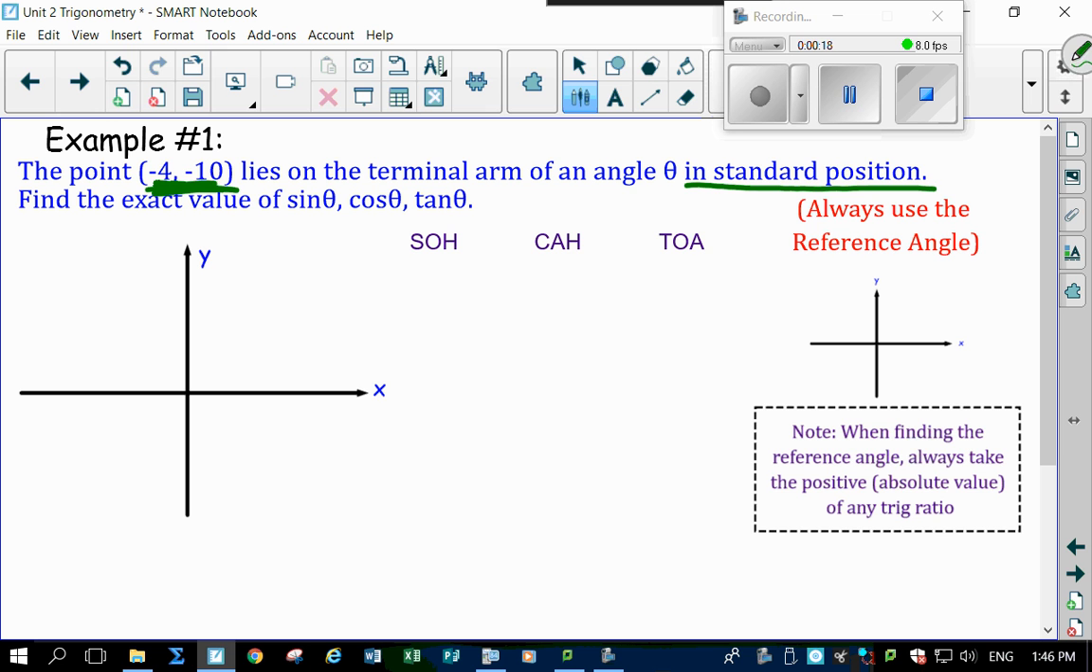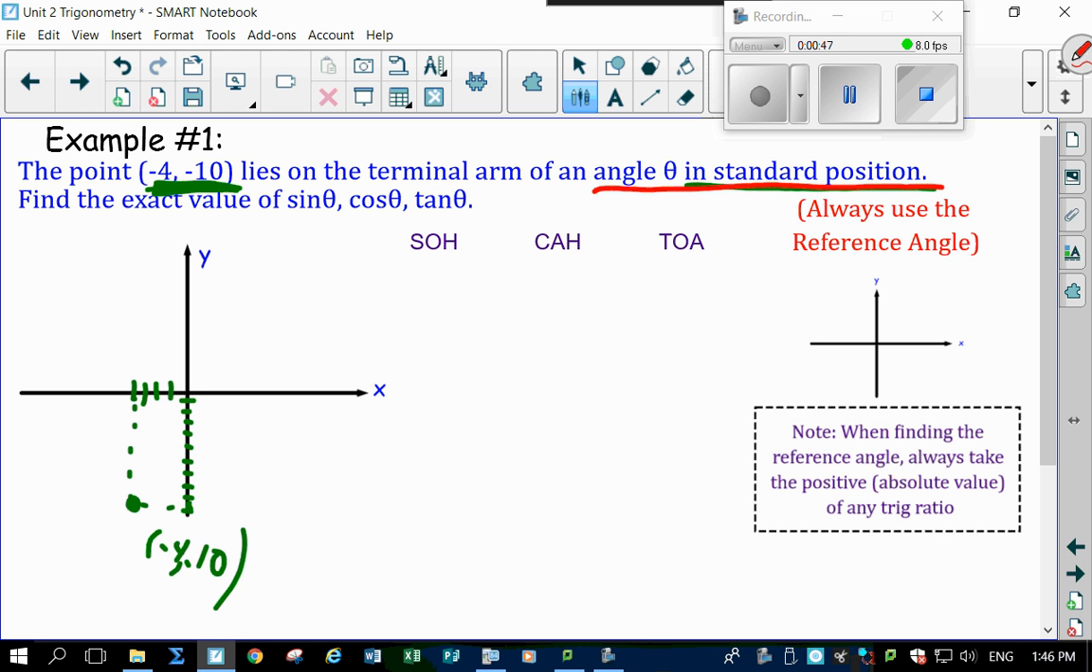Watch. (-4, -10) would be -1, 2, 3, 4. There's -4. -10 would be down this way: 1, 2, 3, 4, 5, 6, 7, 8, 9, 10, right at the bottom here. So if you connect them up, there's where your point is. There's -4, -10. Okay, there it is, right there. There's your nice coordinate.